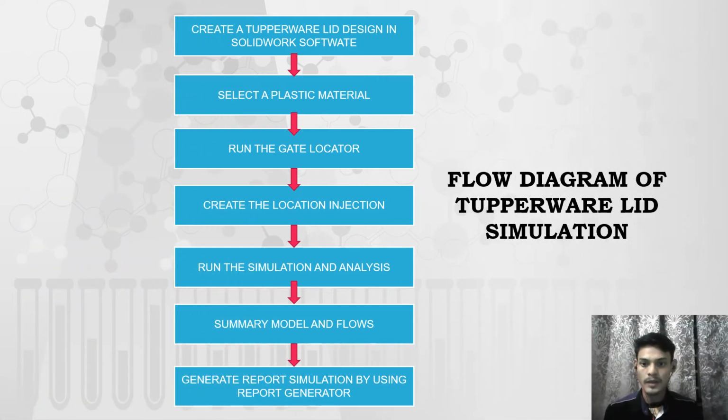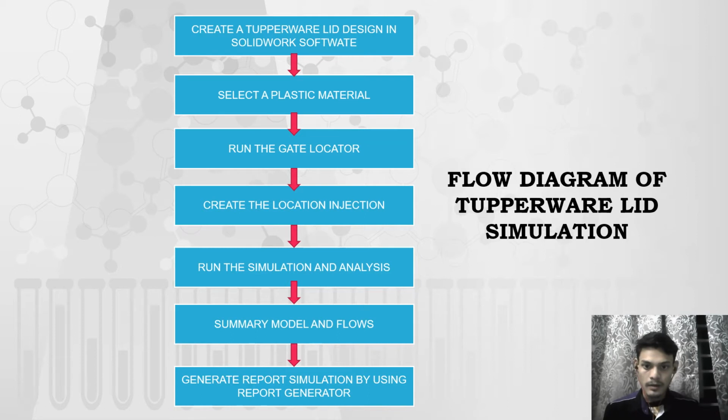Flow diagram of Tupperware lid simulation. First, create a Tupperware lid design in SolidWorks software. Then, select a plastic material for the Tupperware lid, which is polycarbonate. Then run the gate locator on the design. Next, set the injection location. Then run the simulation and analysis for the design. Then summary model and flow. Then generate the report simulation by using the report generator from the SolidWorks software.